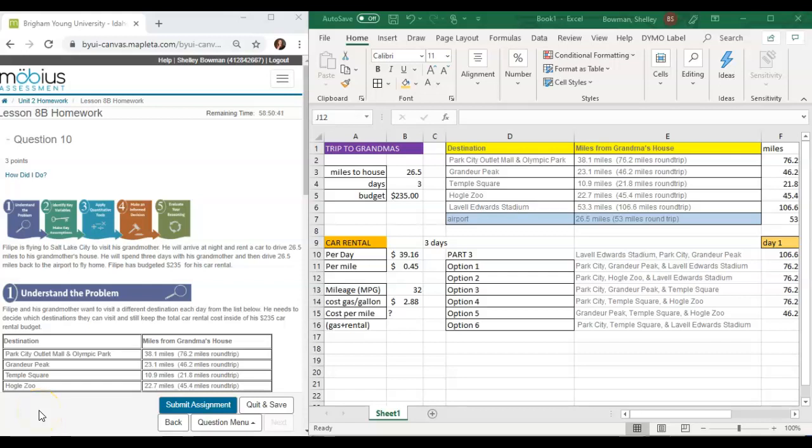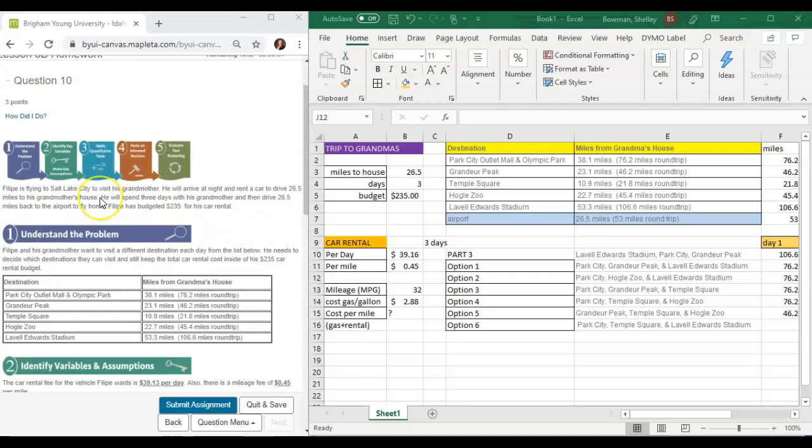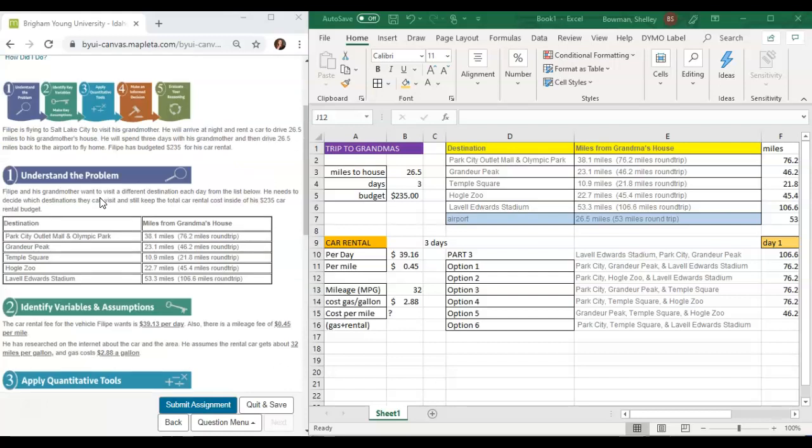This tutorial is to help with Lesson 8B, homework question number 10. The first part is to read our problem here. Philippe is flying to Salt Lake City to visit his grandmother. He will arrive at night and rent a car to drive 26.5 miles to his grandmother's house. He will spend 3 days with his grandmother and then drive 26.5 miles back to the airport to fly home.